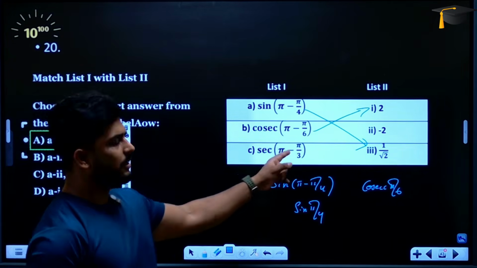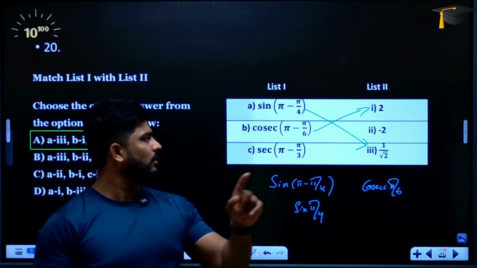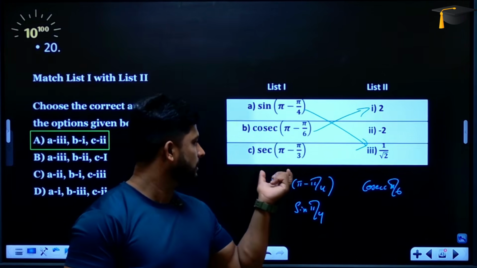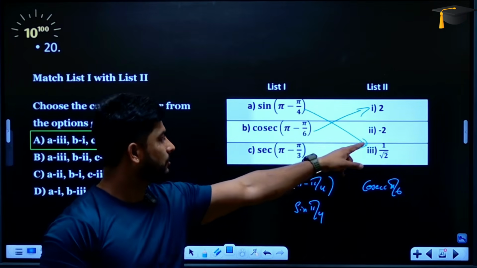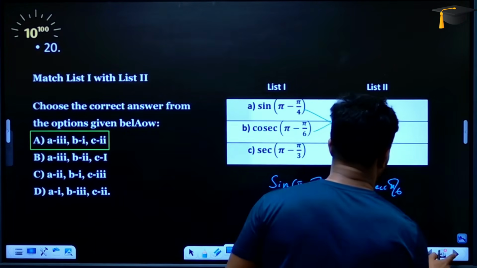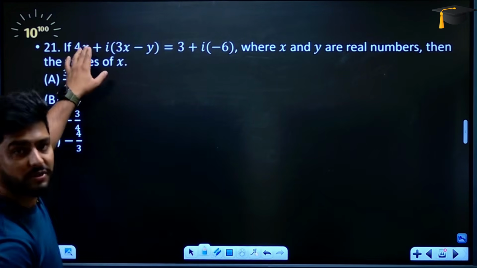Okay, now last one, sec pi by 3. Cos 60 is 1/2. And sec 60 is minus 1/2 because it is in the second quadrant. So here it becomes minus. So -2 is the right answer. Next, okay, so next complex numbers. Solve this a little bit yourselves, okay.